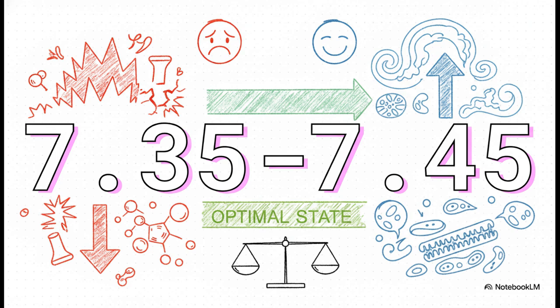The normal optimal pH range of human blood is strictly 7.35 to 7.45. Any dip below 7.35 means your patient is slipping into acidosis, and any rise above 7.45 triggers alkalosis.